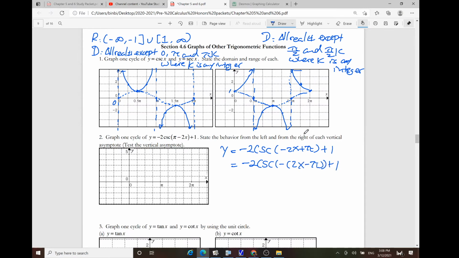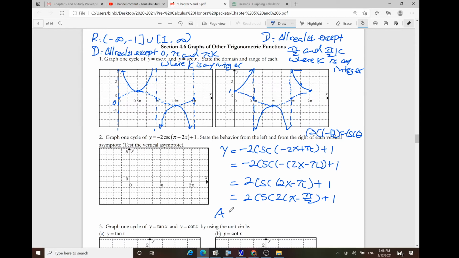So cosecant of negative theta, we do know that it's an odd function. It's the same as negative cosecant of theta. So negative, negative, that turns out to be positive. So positive 2 cosecant of 2x minus pi plus 1. It's always easier to simplify the equation first before you make any identifications of a, b, h, and k. Also, this one we can take out: 2 cosecant of 2 times the quantity of x minus pi over 2, and then plus 1.